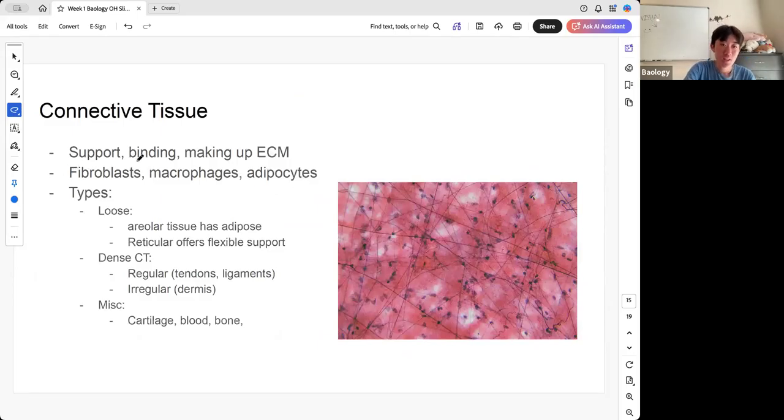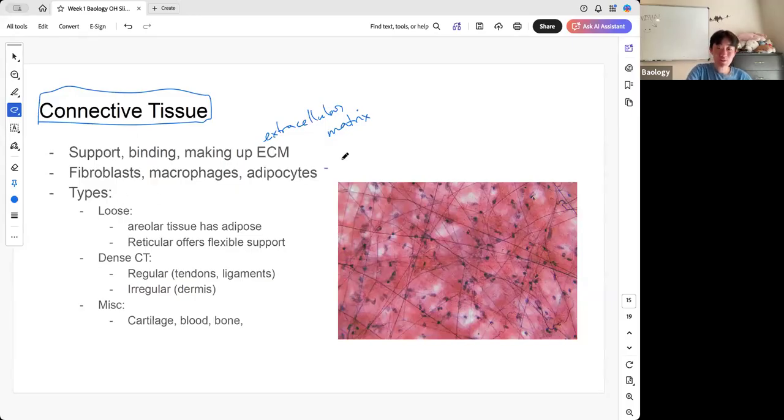Connective tissues. Wow, connective tissues. What does it do, you may wonder? It connects. Yes. What connective tissue does is it's responsible for supporting different organs. It's responsible for binding, which I assume means sticking things together, and for making up the extracellular matrix, the matrix that is outside of the cell. So it's just proteins and stuff outside of the cells that help connect different cells.